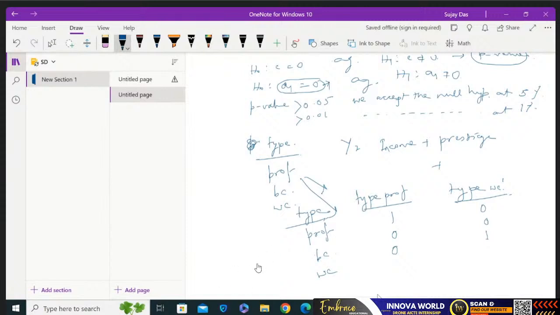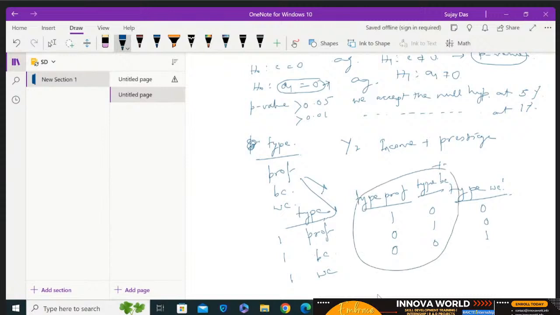Why instead of three is it using two variables? Because if you also keep type blue collar, that will be 0 1 0, and then if you add these up it is 1 1 1, right? And then these three become dependent. These are no longer independent. So instead of 3 it is only keeping 2. And why is it keeping 2? What will be the explanation of this variable?